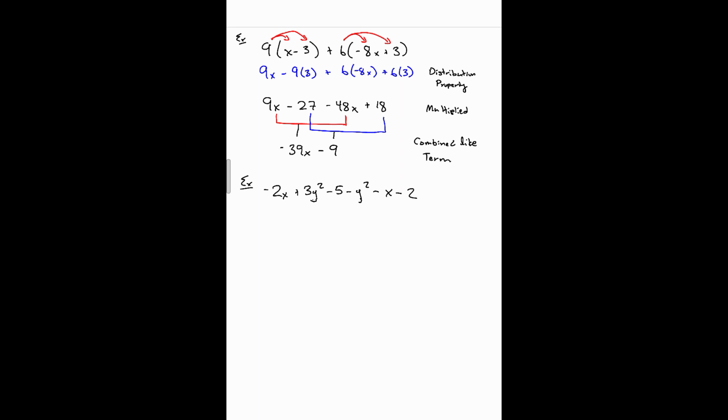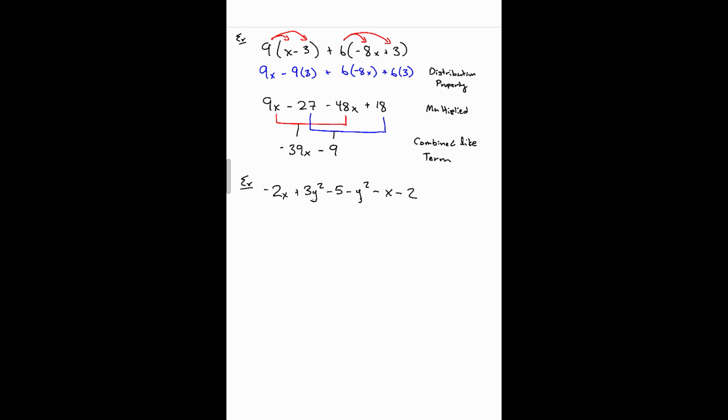All right. Now, for the next one, we have negative 2x plus 3y squared minus 5 minus y squared minus x minus 2. So we don't have to do any distribution. We just have to collect our like terms. So let's see here. And also, hit pause real quick and see what you come up with if you want to work this out yourself first.